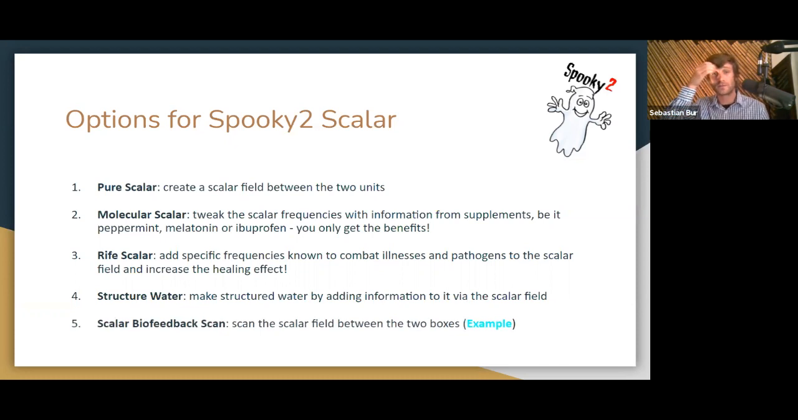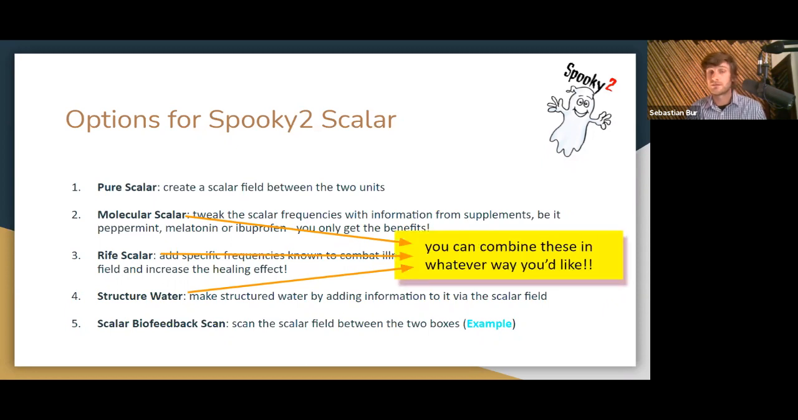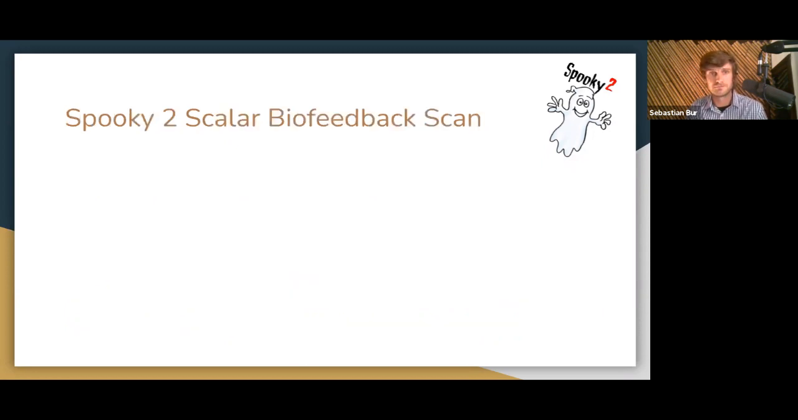This is what we're going to talk about. You can put something into the scalar field and then scan the field and see to what frequencies it reacts. Then you get a biofeedback scan of whatever is in the field. And then obviously you can combine this. You could put a remedy on the plate, run some frequencies, put water on it and drink the water. So you get this whole combination of healing qualities and benefits you could do. That's just, I think, super cool.